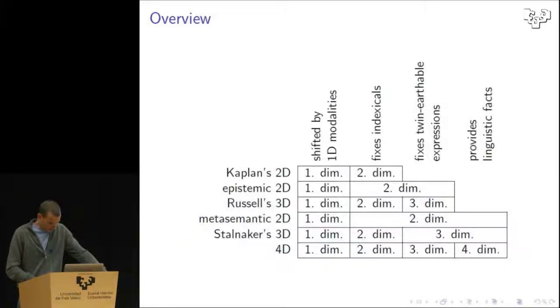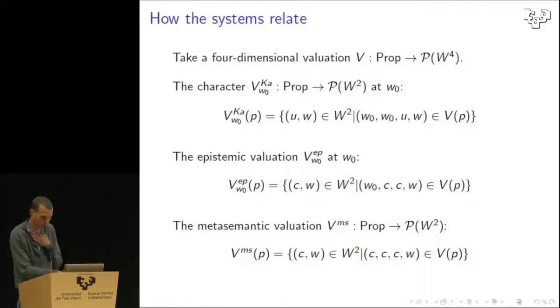Okay, and now we have this relation, right? So we have this four-dimensional modal logic, and we can now see how the different two-dimensional systems embed into this four-dimensional system. So for instance, Kaplan's system is just taking the first two dimensions out of the four-dimensional system. Or the epistemic interpretation takes the first dimension out, and then it collapses the second and the third dimension. And the way to make this precise is on the following slide. I want to go through this just very quickly.